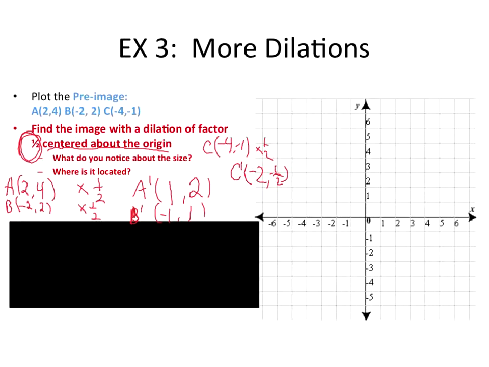Can you draw those 3 points on our graph over here? My A prime, B prime, C prime. So 1, 2, that's my A prime. -1, 1, B prime. And -2, 1/2 is my C prime. This is a really super skinny triangle.